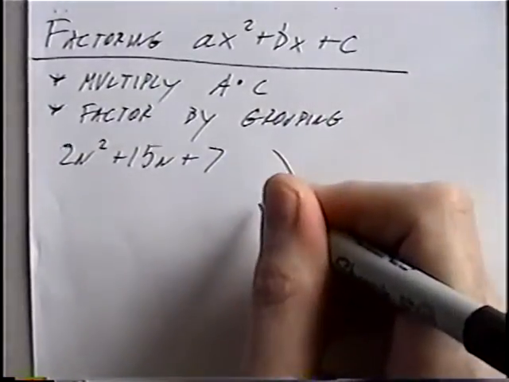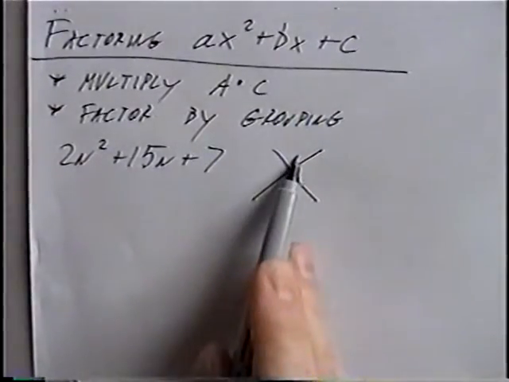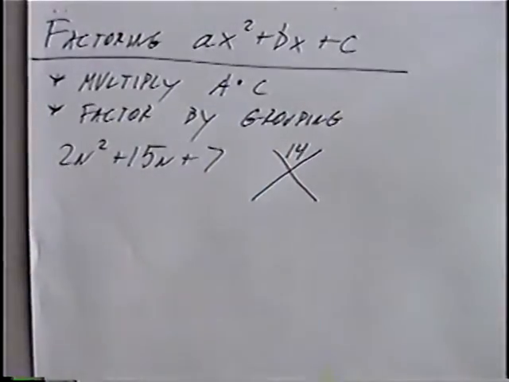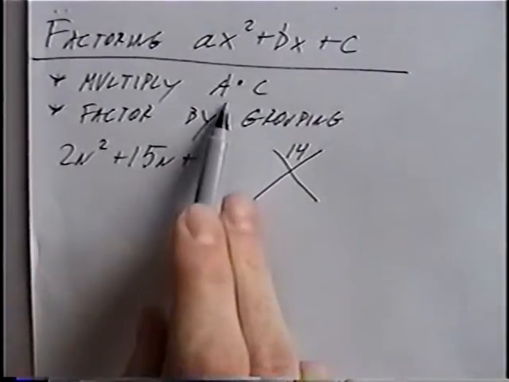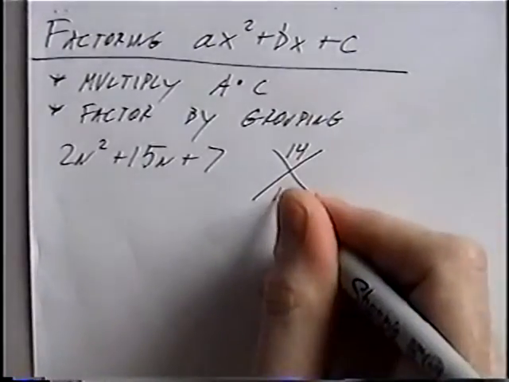What we're going to do is draw the x, or the diamond like we did in the other problems, and instead of 7 on top of the x, we're going to do 2 times 7, which is 14, and that number goes on top of the x. Anytime you have a coefficient in front, you have to multiply a times c. The middle number 15 still goes on the bottom.